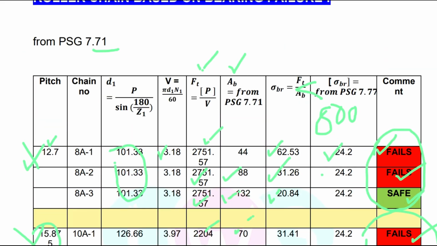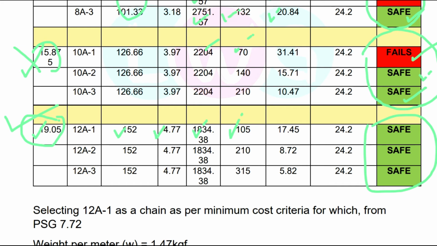So now the next column is chain number. There are three chains, 12A1, 12A2, 12A3. So which chain to select? Always select 12A1, as this category 12A1 is less. Selecting 12A1 as a chain as per minimum cost criteria. The cost for 12A1 will be minimum, and it will be higher for these two, so we reject these. We don't take these, we select this 12A1, which will be the minimum cost criteria.